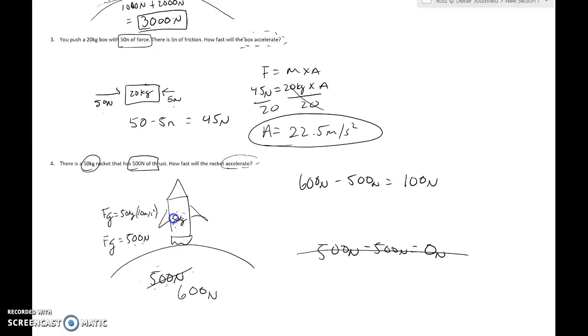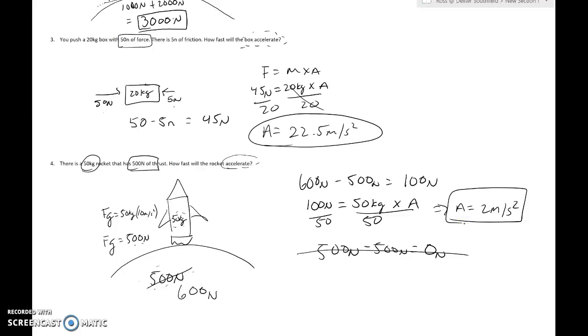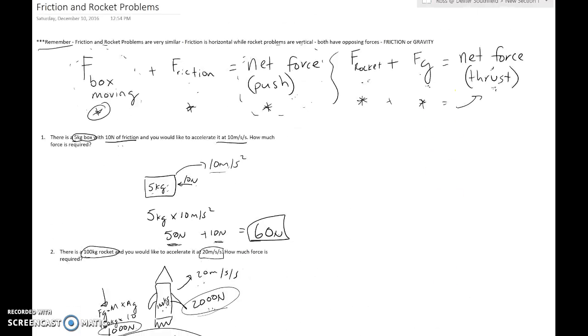Being a 50 kilogram rocket, we can figure that out. 100 N is equal to 50 kg times a. Divide both sides by 50, and we are left with a equals 2 meters per second squared. So in all of these cases, it revolves around this concept up here.